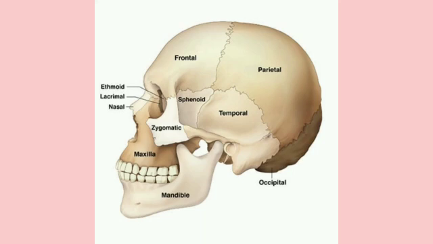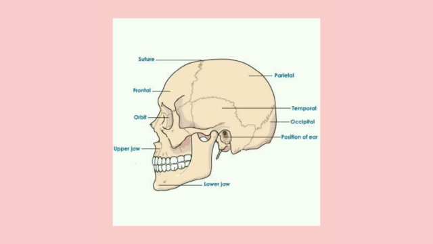In the last class, we studied the introduction to the skeletal system and the skeleton. In this class, we are going to study the parts of the skeleton. We have around 8 parts in the skeleton system.